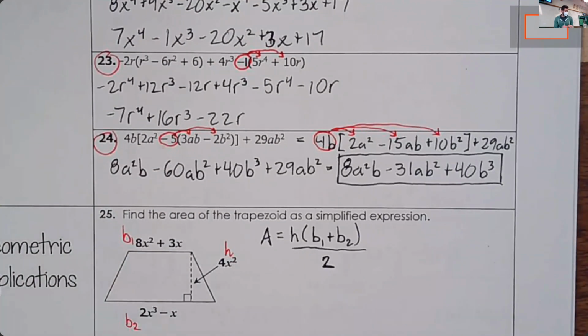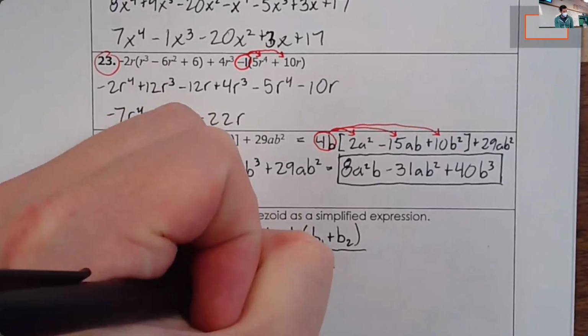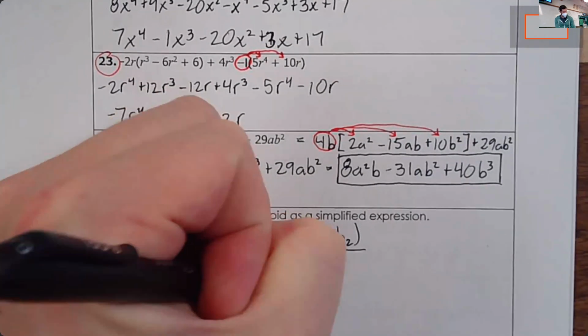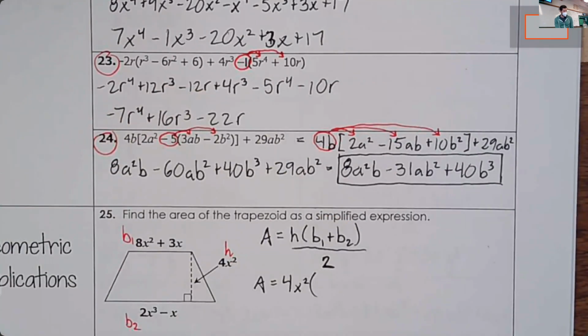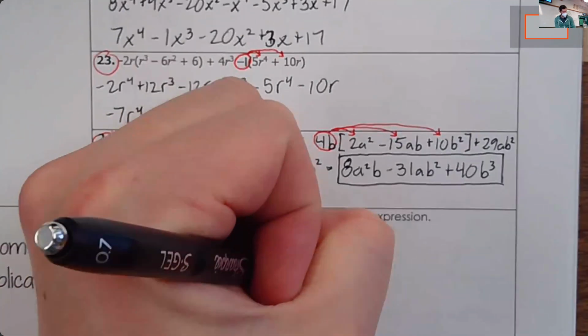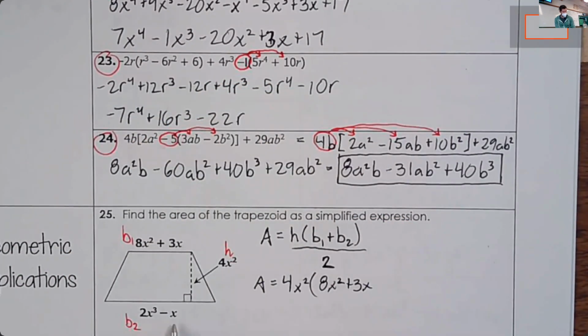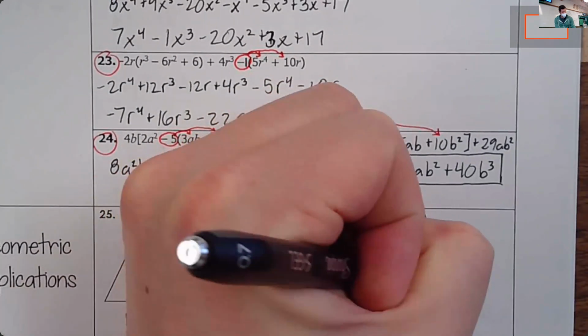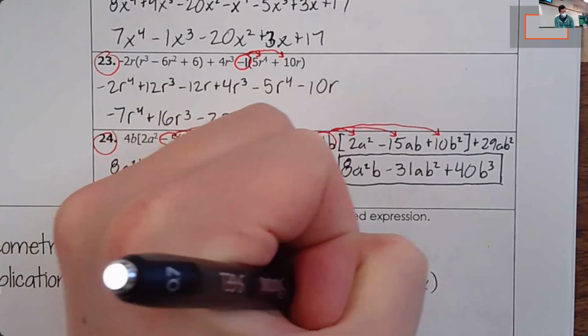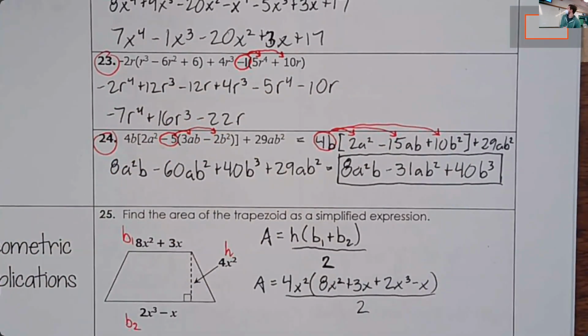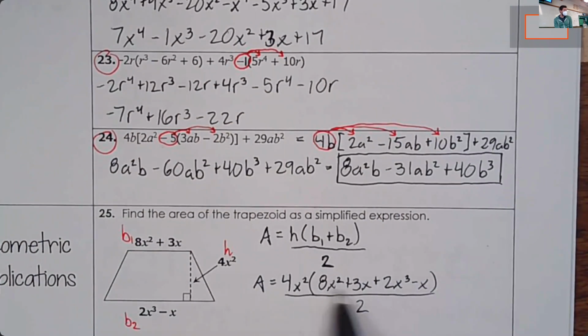So the area of the trapezoid is going to be A equals the height, 4x squared, times, in parentheses, b1, 8x squared plus 3x, plus b2, 2x to the third minus x, all over 2. We've got h times the sum of the bases divided by 2. So first thing we're going to do, we're going to look inside the parentheses here, see if we can combine any like terms.